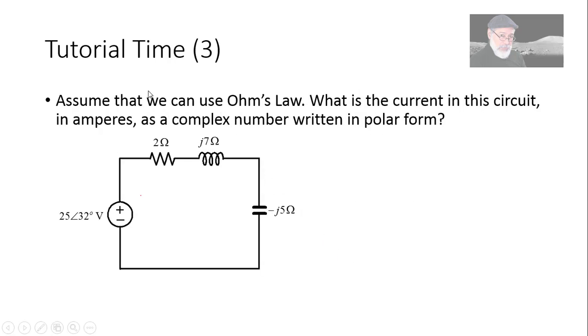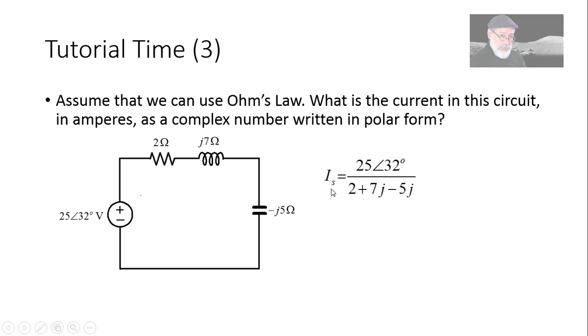Tutorial time 3. Let's assume that we can use Ohm's law. What is the current in the circuit in amps? As a complex number and written in polar form. Let's assume that we can use Ohm's law. Ohm's law? Yeah. Voltage is impedance multiplied by current. Ohms times amps. Or amps are volts divided by ohms.